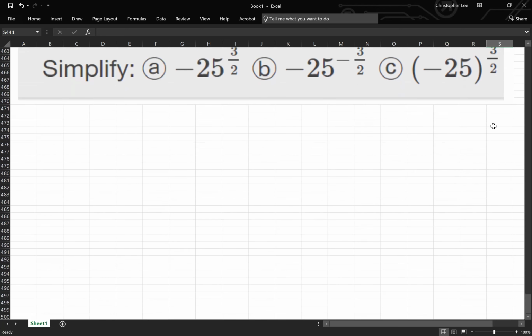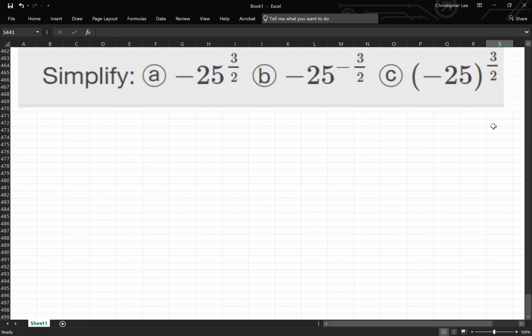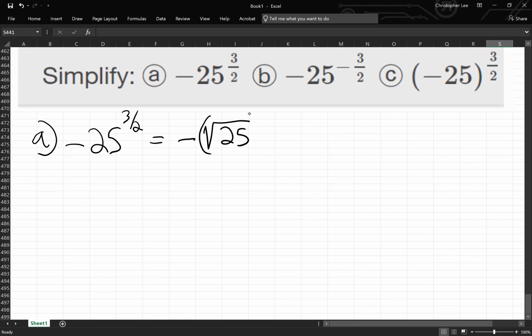All right, let's try this out. How do we do A? This is negative 25 raised to the 3 over 2 power. The index is 2, so negative square root of 25 to the third power. Negative 5 to the third power, which is what? Very good.